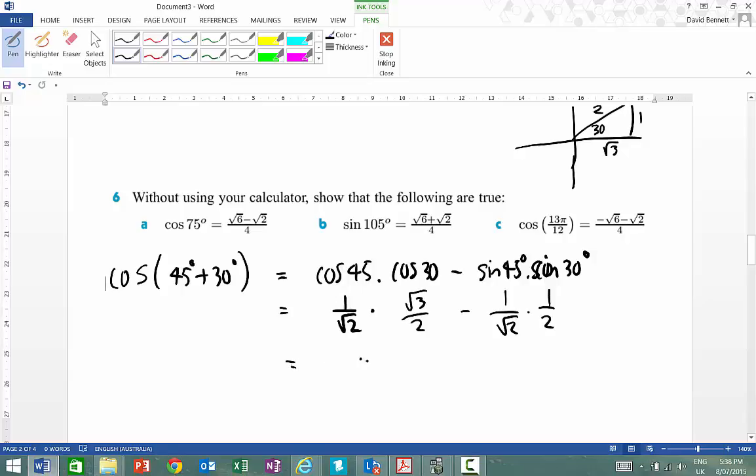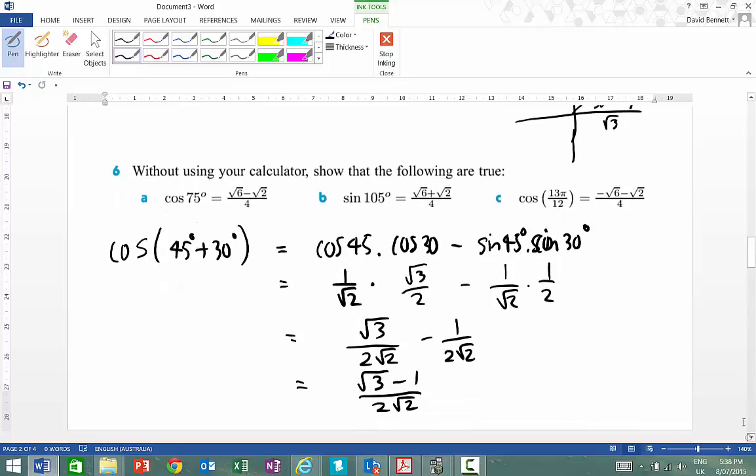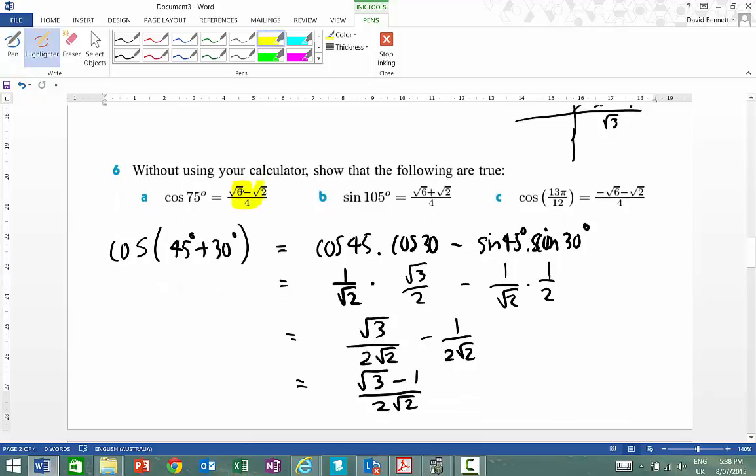Okay, so what I've got here is root 3 over 2 root 2, take 1 over 2 root 2. So that's going to give me root 3, take 1 all over 2 root 2. Now, does that look like what I've got on the thing over here? I have to show it's actually equal to this value here. Oh, bugger. Alright, so I need to do some rearrangement. Keeping in mind that I've hopefully done this all correctly, then I can see what I can do here. Now I'm thinking I need to get root 2, so that one's going to become root 2.